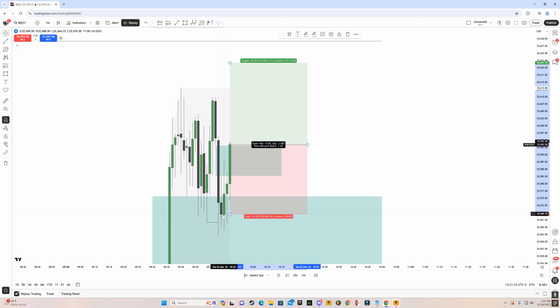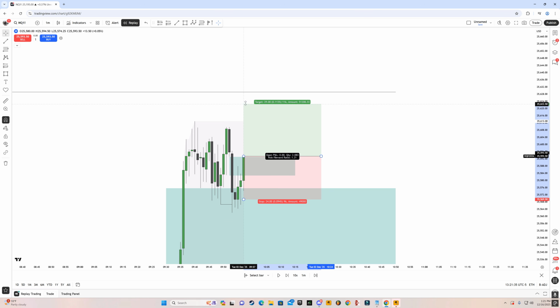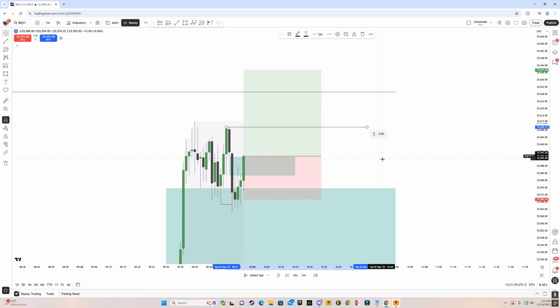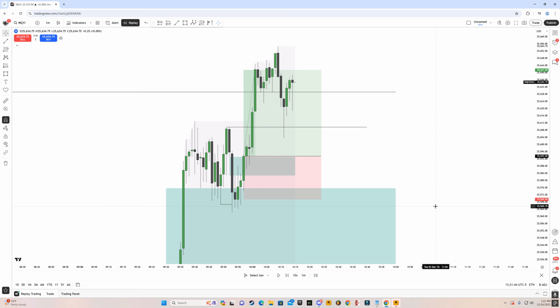We take our entry, we put our stop below these bodies, and we go for 1 to 2. So let's see how this plays out. And this is going to be the break-even zone. So let's see how it goes. Bam, right there. 1 to 2 risk reward hit.